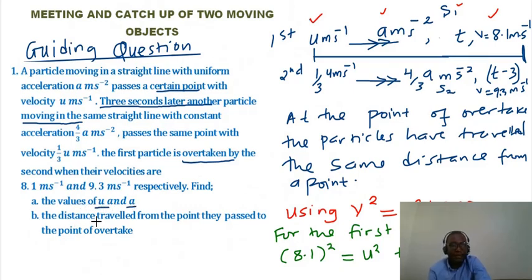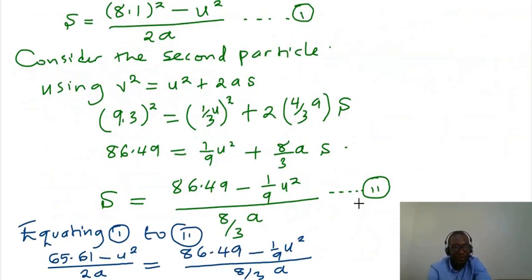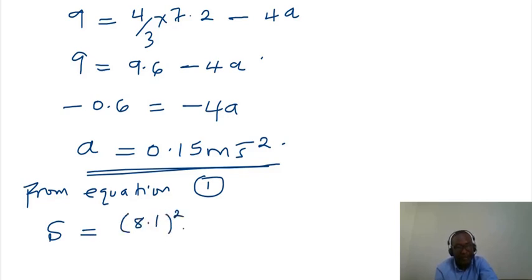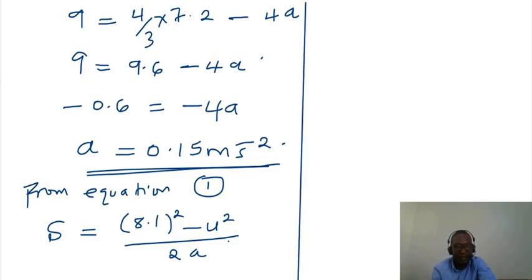Okay, part B, distance traveled from the point they passed to the point of overtake, from here to here. So to find that distance, we are just going to make use of either equation 1 or equation 2. But I'm going to choose equation 1 and get the distance s, because we have u, we have a. From equation 1, s is equal to 8.1 squared minus u squared over 2a. We have a, we have u, so we can now substitute.